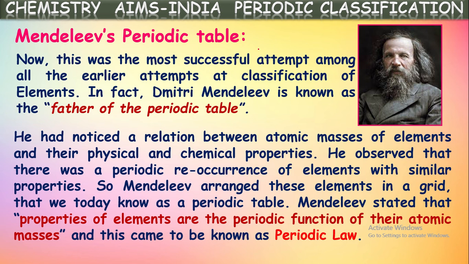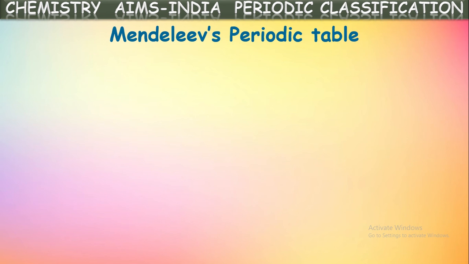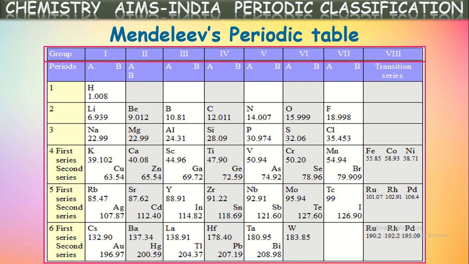Not only that success in giving the periodic table, there are some more successful points in Mendeleev's classification. Let us see those. See, this is Mendeleev's periodic table. Around 63 elements were known. He was able to classify all the elements into this periodic table. He could fit almost all the elements into this table. In that way, he succeeded.